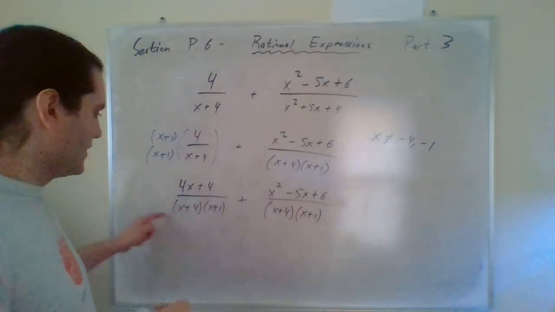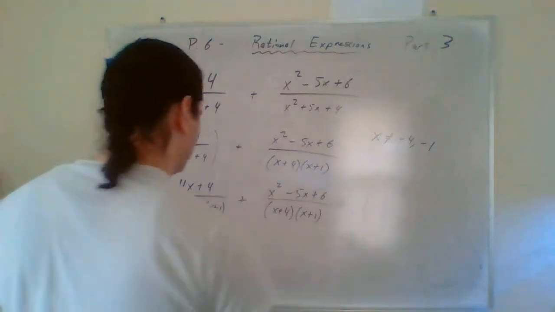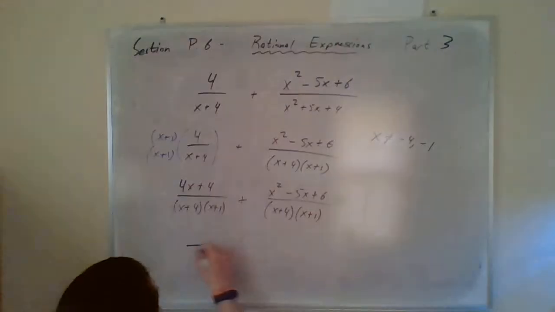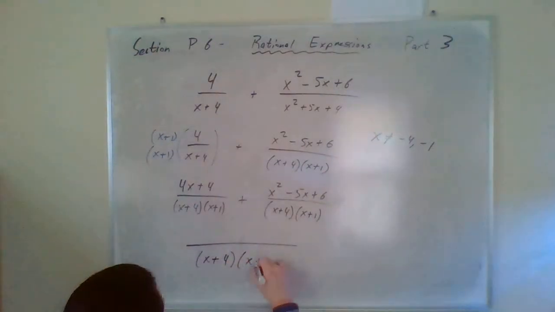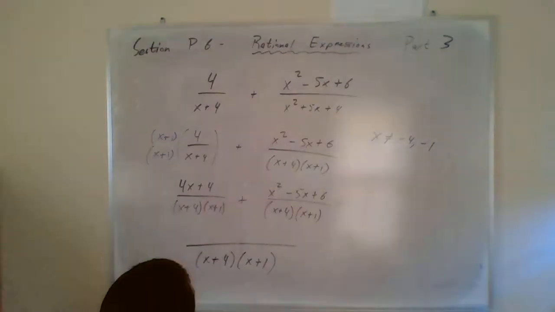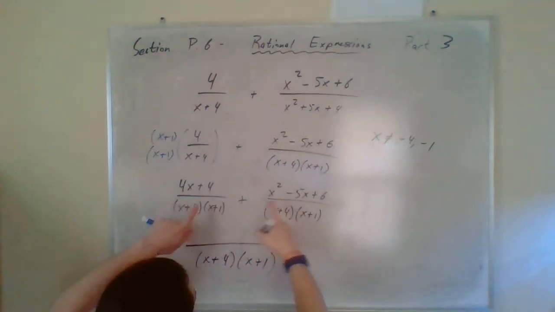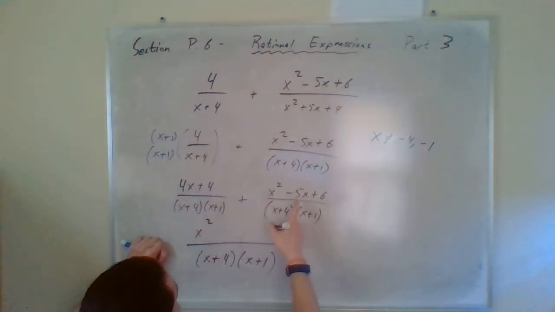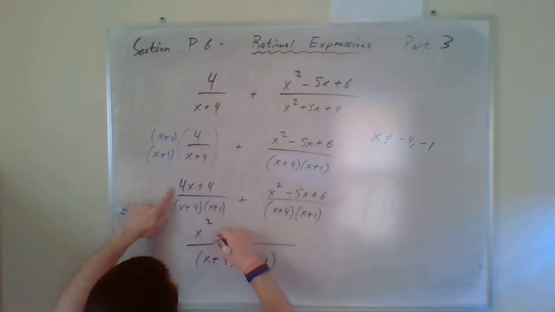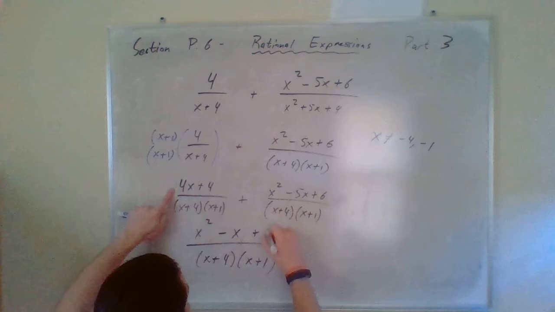So we have a common denominator. We can just add straight across the top. The result will be denominator unchanged, still x plus 4, x plus 1. We need to combine some like terms across the top, so we'll have an x squared. We'll have a 4 minus 5 is minus x. 4 plus 6 is plus 10.